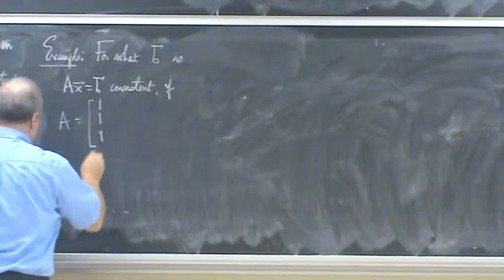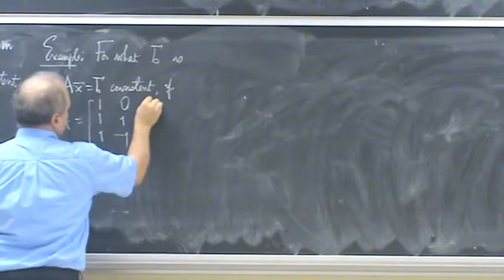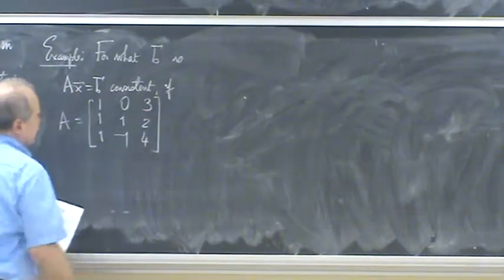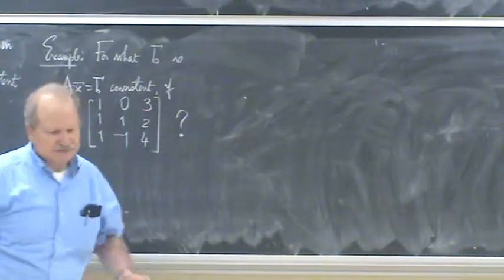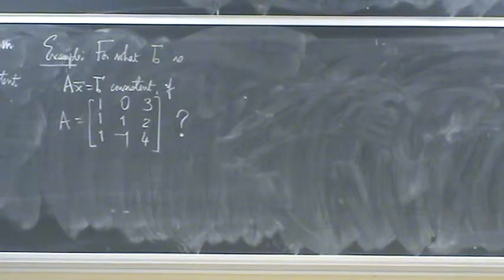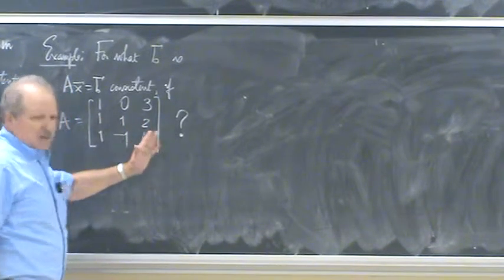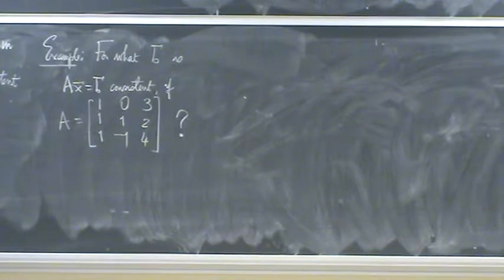First column is 1, 1, 1. Second column is 0, 1, negative 1. And third column is 3, 2, 4. And then there's a question mark. So how should I decide to do this? From what I've said, we're talking about what's the span of these three column vectors, but how can I actually figure out what that is?